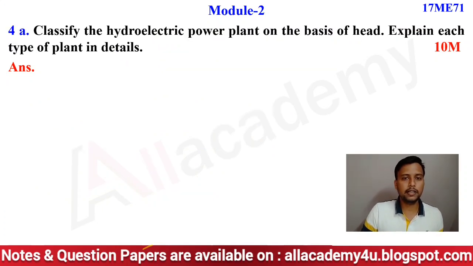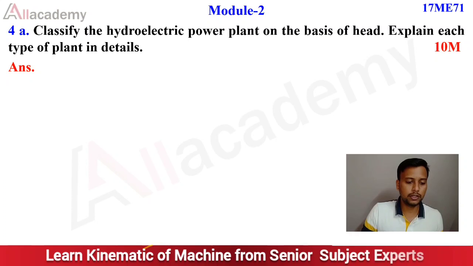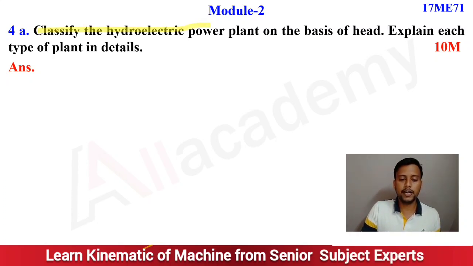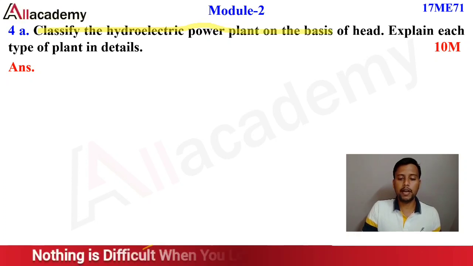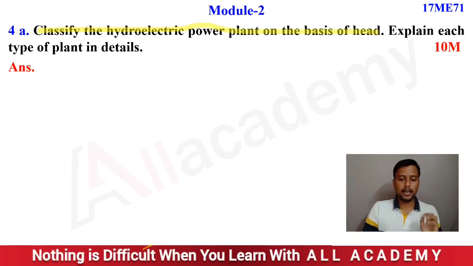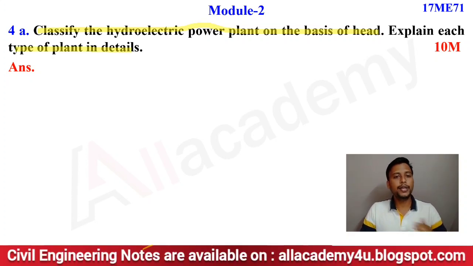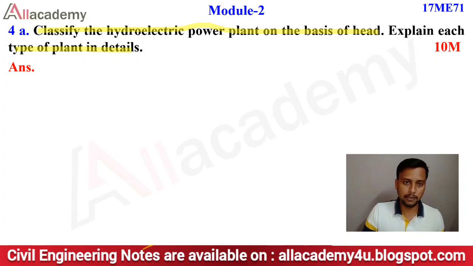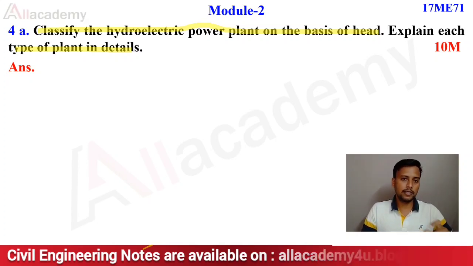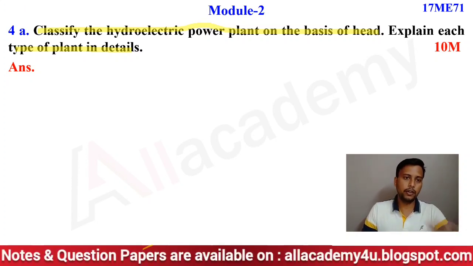The next question in module 2 is the fourth main question. Classify the hydroelectric power plant based on the head. Explain each type of plant in detail. So you need to classify it and you need to explain it. This question is asked for 10 marks. If you just classify them and mention them, you will get 1 mark.